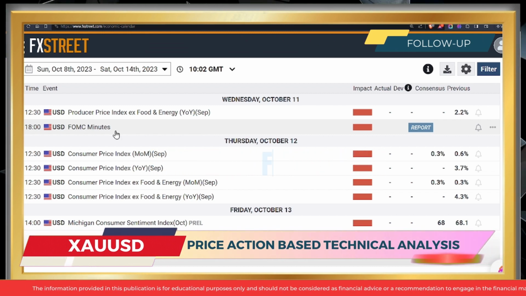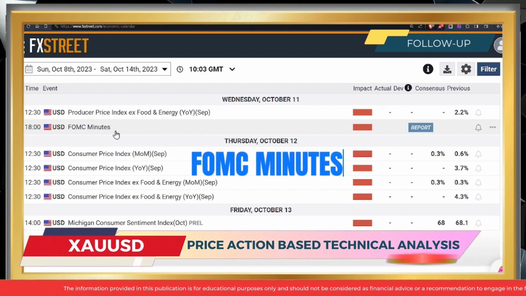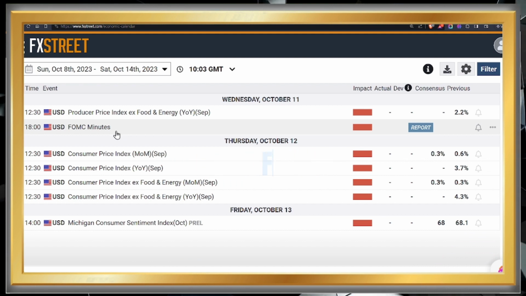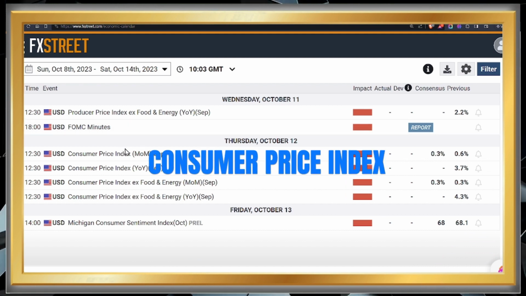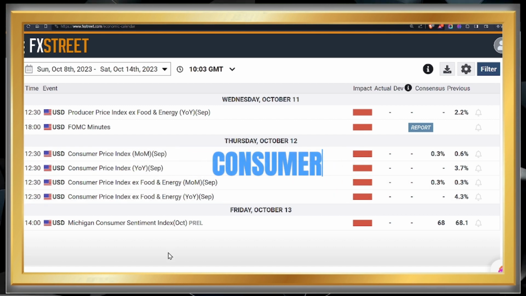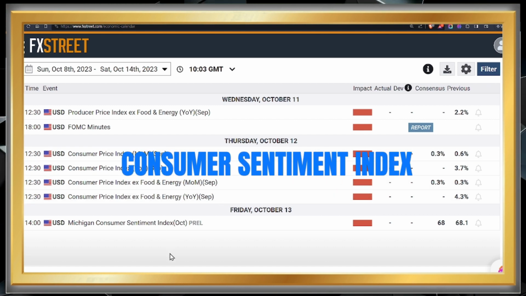Then we also have the FOMC minutes on that same day. Then on Thursday, October 12th, we have the Consumer Price Index, and fast forward to Friday, October 13th, we have the Michigan publication of the Consumer Sentiment Index.